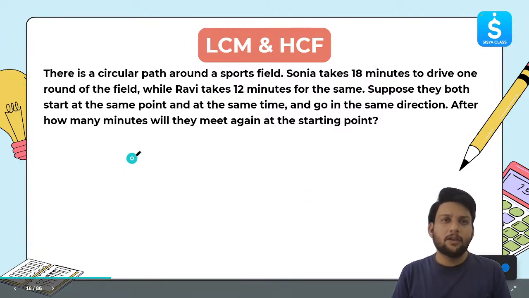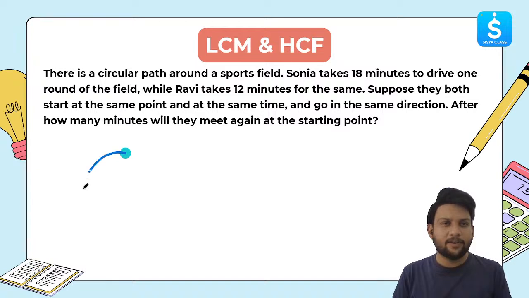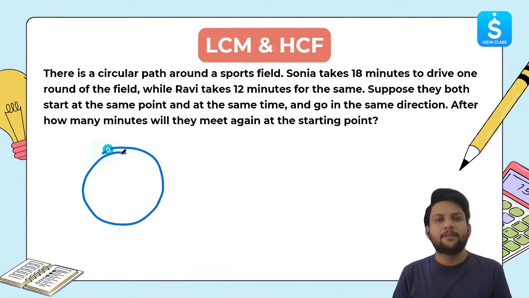So, what is this circular path around a sports field? I will try my best to draw a good circle. Okay. Not good, but decent enough. Circular path around the sports field. Sonia. So we have a girl named Sonia. Now, she takes 18 minutes to drive one round of the field. So Sonia is taking how much time? 18 minutes. Great.